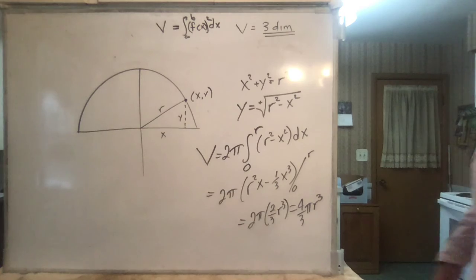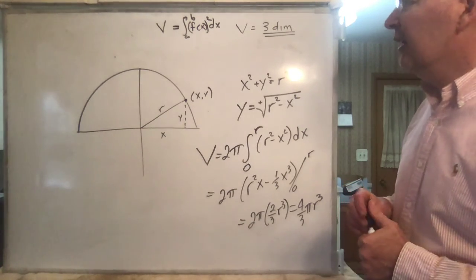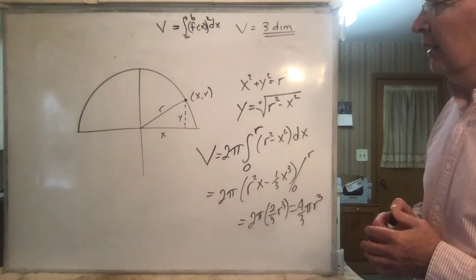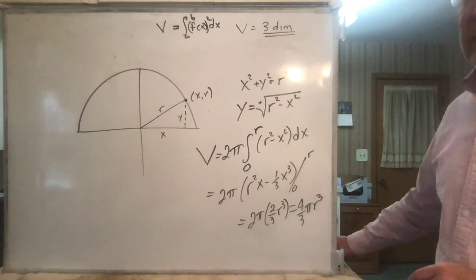Okay, volume of a sphere. Okay, in the next lesson, we're going to learn the other neat method of finding solids of revolution. I call it the cylinder method. So that's coming up.